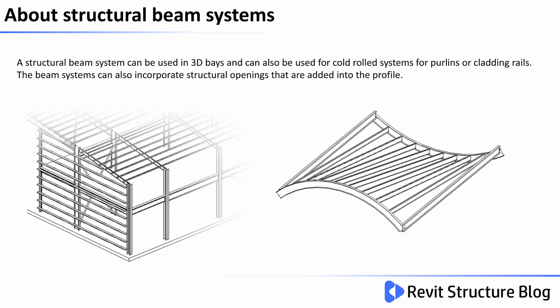A structural beam system can be used in 3D bays and can also be used for cold-rolled systems for purlins or cladding rails. The beam system can also incorporate structural openings that can be added into the sketch.